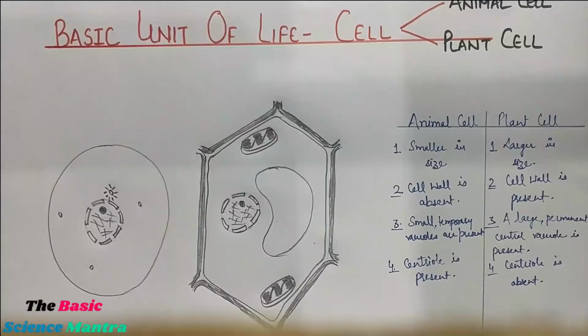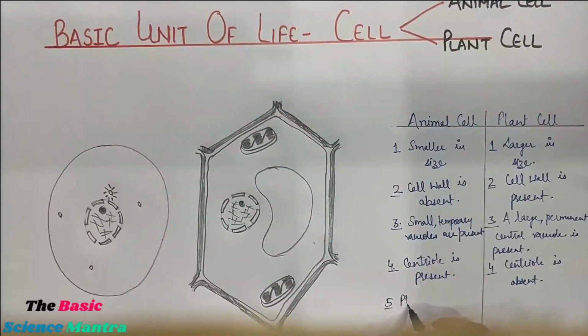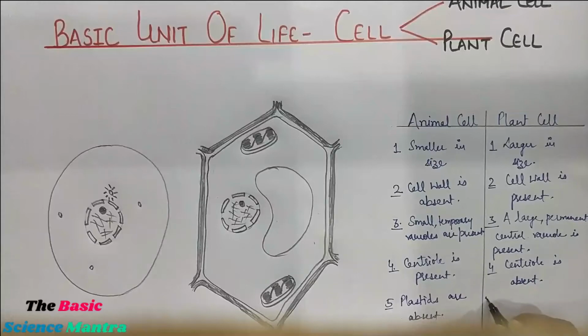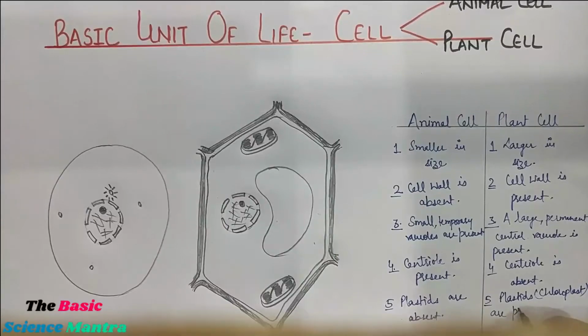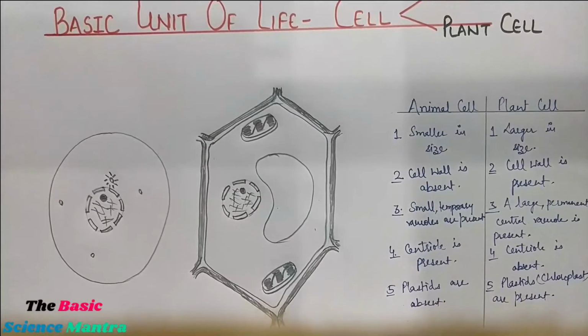So, what is the fifth difference? The fifth difference is: plastids are absent. Plastids, you can write in the bracket, chloroplast, leucoplast, are present.